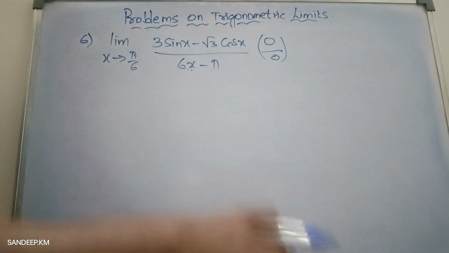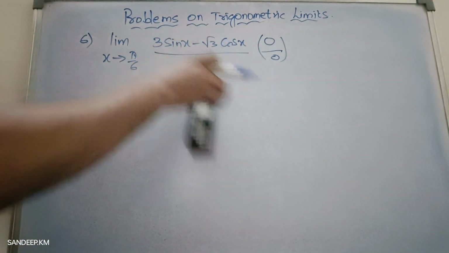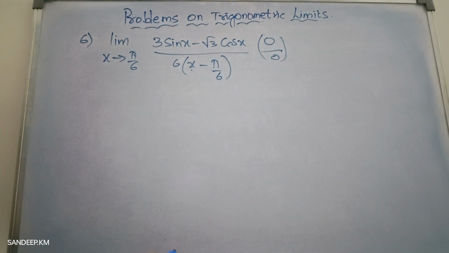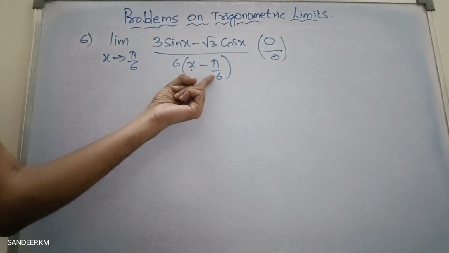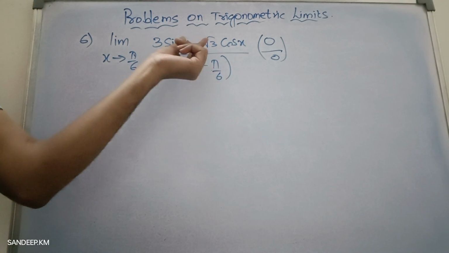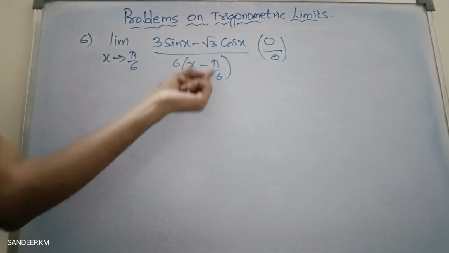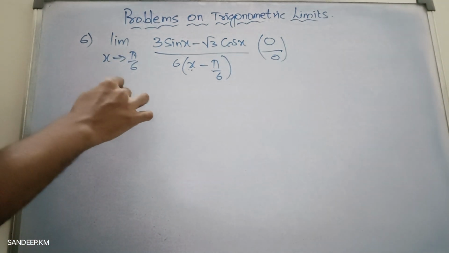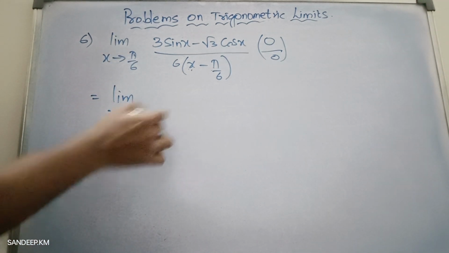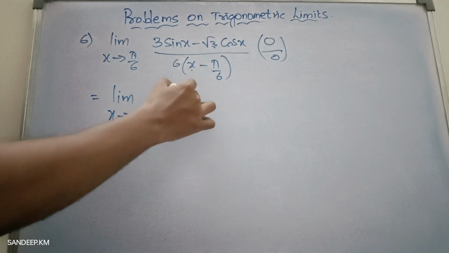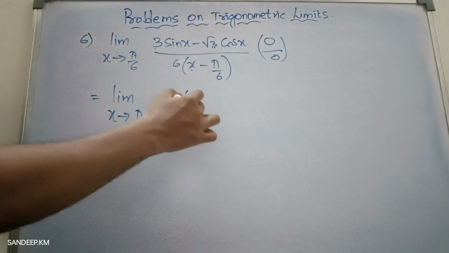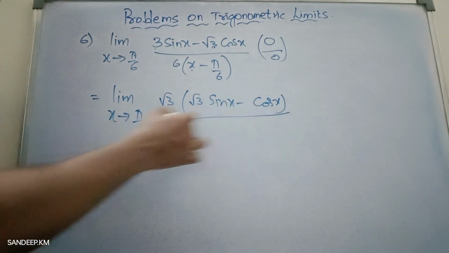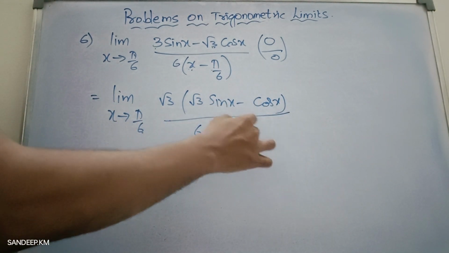If I take 6 common in the denominator, I'll get x minus pi by 6. Correct? Look at this, x minus pi by 6 is important. I'll also create x minus pi by 6 in the numerator. First I'll take root 3 common, so I'll get root 3 sin x minus cos x divided by 6 into x minus pi by 6.